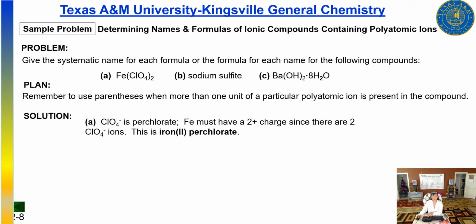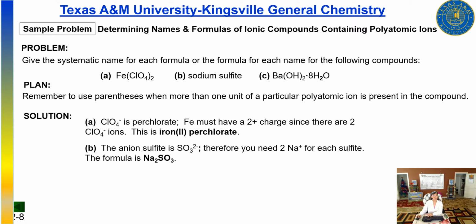This Fe is located in the transition metals. Therefore, the charge for Fe needs to be identified using a Roman numeral in parentheses. The compound name is called iron(II) perchlorate.